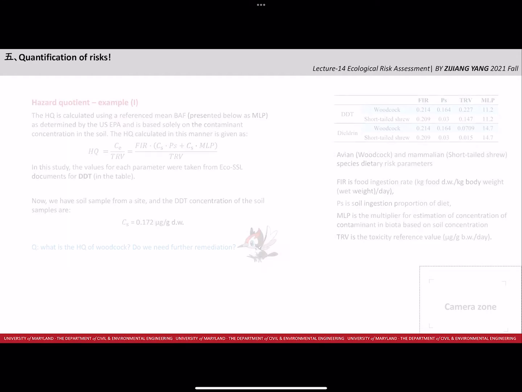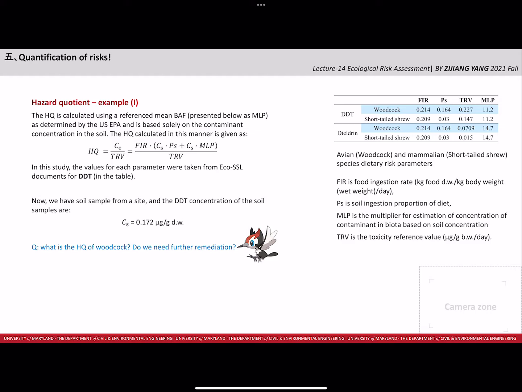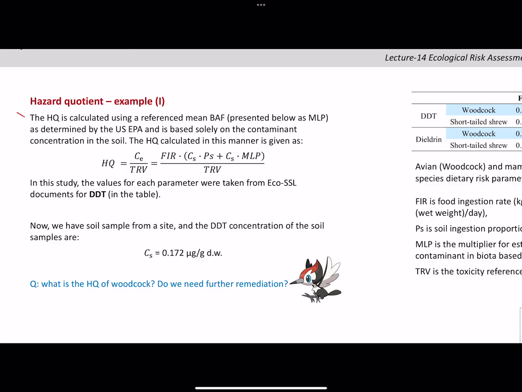No? Okay. Then we are going to look at an example for the calculation. This would actually be the homework, but we have already done it in lab 5, so we are not going to calculate it. Anyway, let's look at this example. The HQ is calculated using a reference mean BAF, which is MLP. In the regulatory documents we do not use BAF, we use MLP instead, but they are generally the same thing, as determined by US EPA and based solely on the contaminant concentration in the soil. So this is actually HQS in lab 5, because we only use the soil concentration.